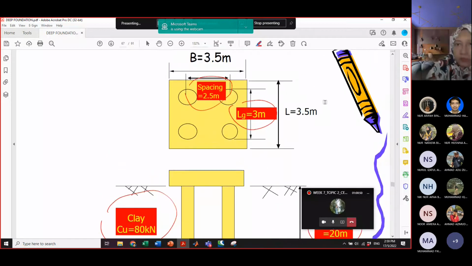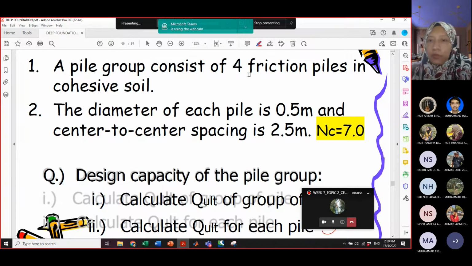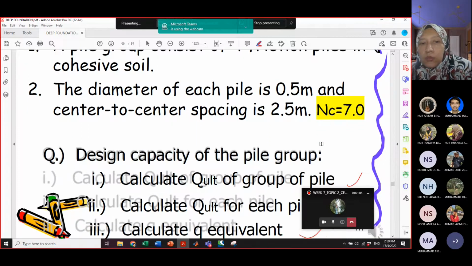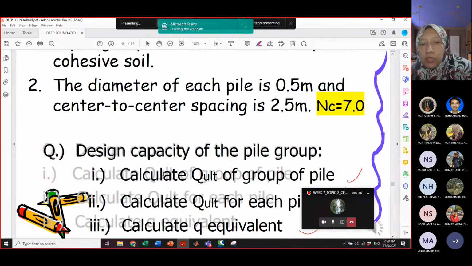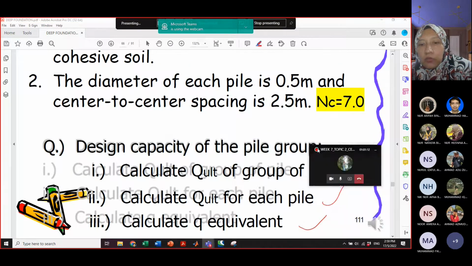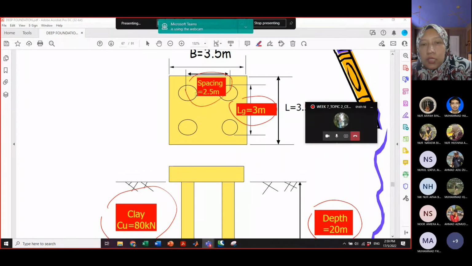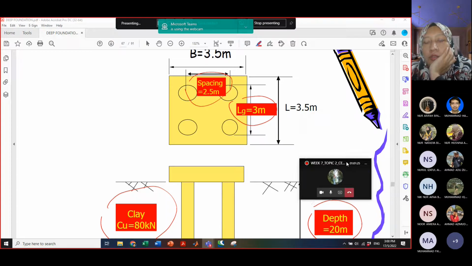Okay, one example here, as you can see from this question, a pile group consists of 4 friction piles in cohesive soil. So the diameter of each pile is 0.5 meter and center to center spacing is 2.5 meter. NC is 7.0. Design capacity of the group pile, ultimate of the group pile QUT, kemudian QUT for each pile, and then calculate Q equivalent. So the spacing is 2.5, LG sama dengan 3, ataupun length of the spacing part.